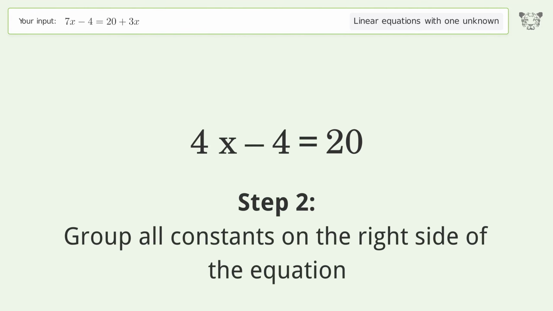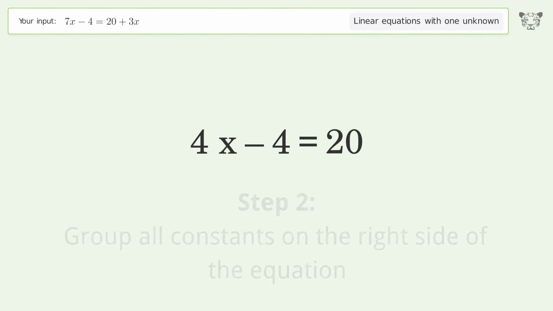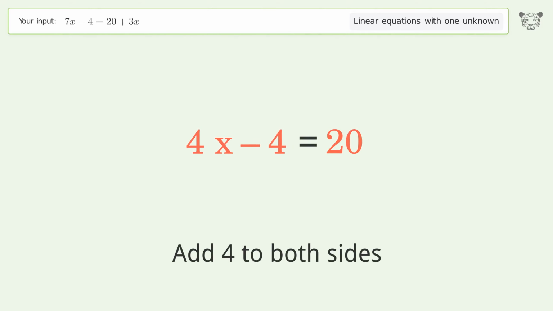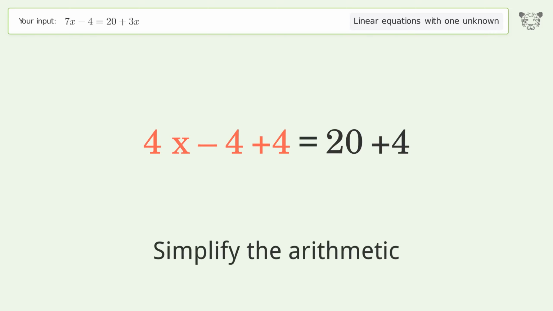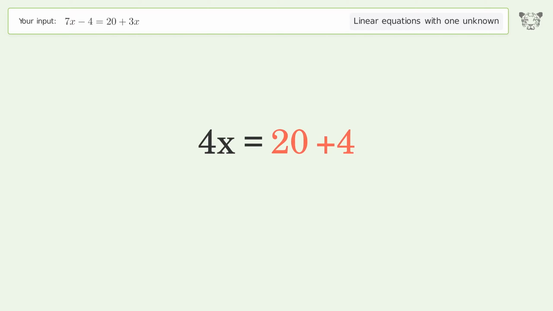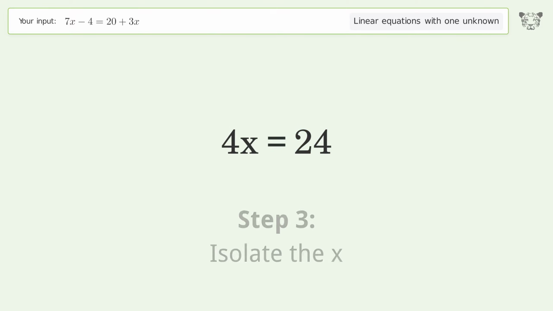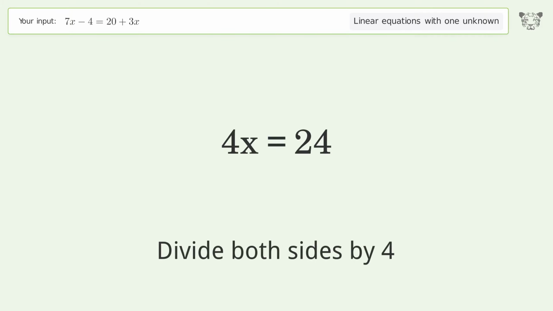Group all constants on the right side of the equation. Add 4 to both sides. Simplify the arithmetic. Isolate the x. Divide both sides by 4.